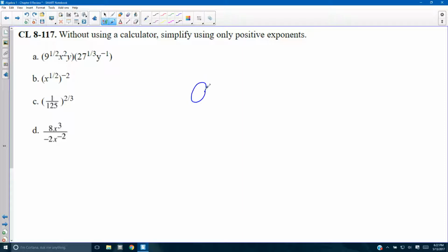Let's say you have a base letter A. Probably should have used B. Let's say I have a base letter A, and we raise it to some fraction exponent, like x divided by y.